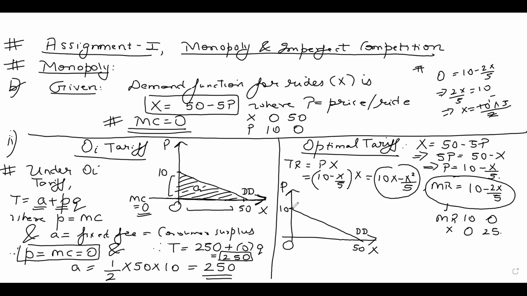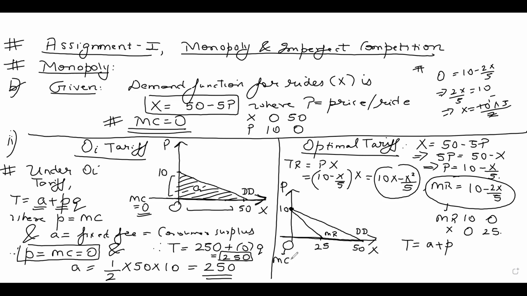So when X is 0, MR is 10, and then it passes through 25. So this is my marginal revenue curve. My marginal cost is how much? Marginal cost is equal to 0 only. So under optimal tariff, what will be my tariff?